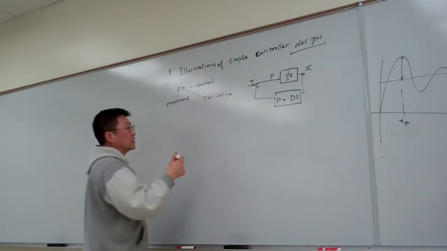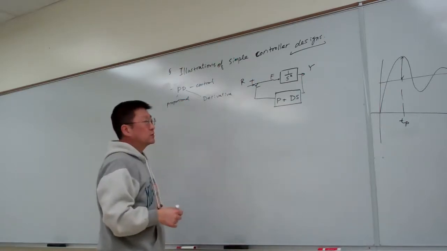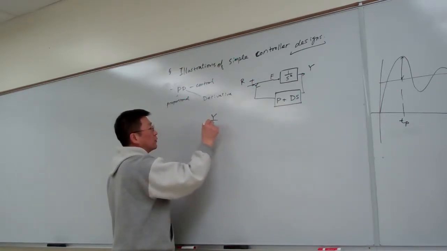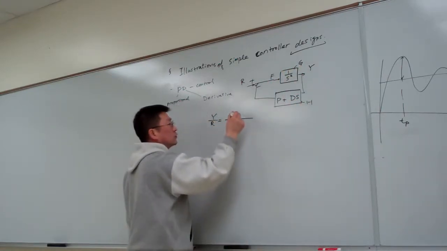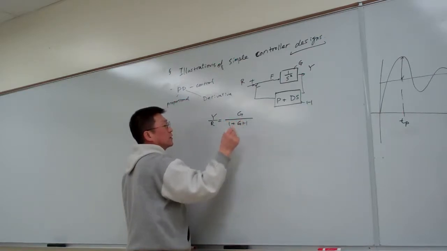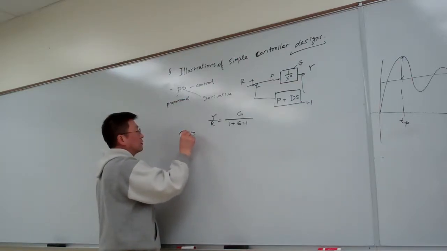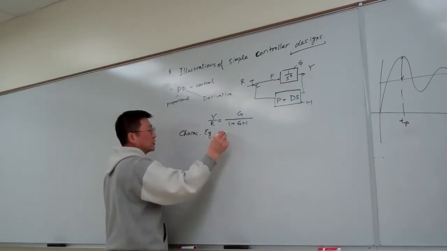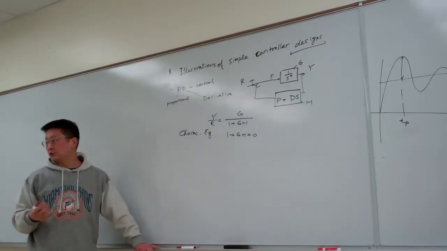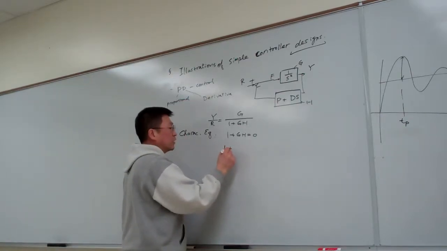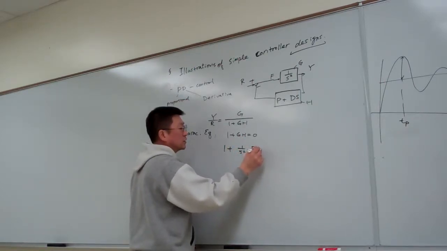For this case, the closed loop system, let me modify in terms of the symbols we've been familiar with. So y over r will be equal to, let me call this g and this h, g over 1 plus gh. That is the closed loop system. The characteristic equation is simply 1 plus gh equal to 0, and based upon that we're going to plot the roots. Here we plug in g equal to 1 over s squared and h equal to p plus ds.